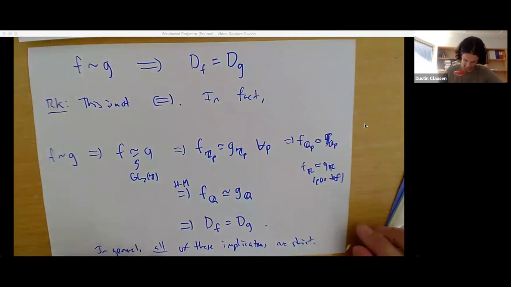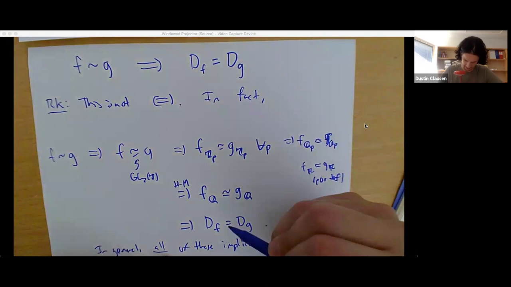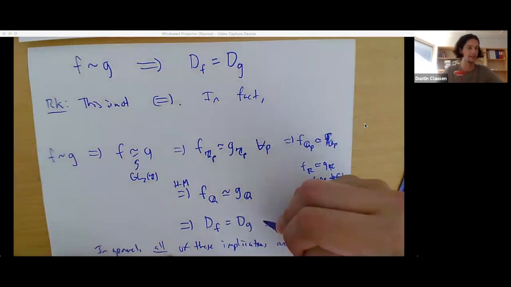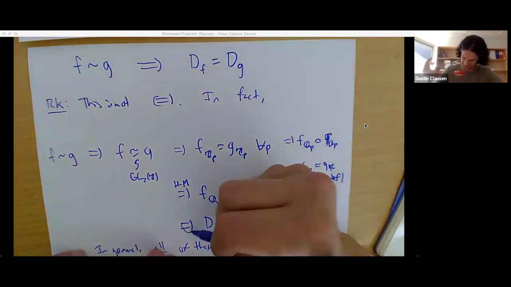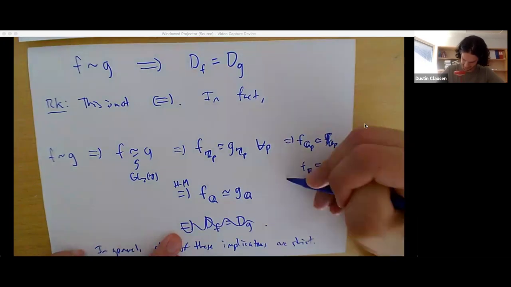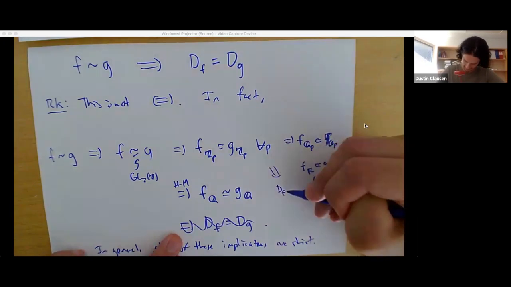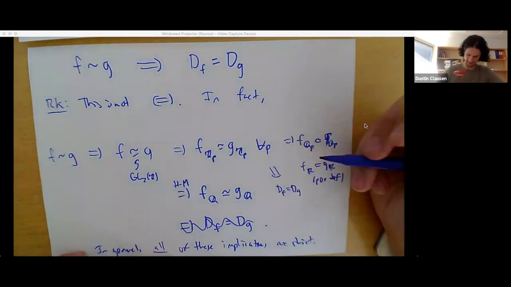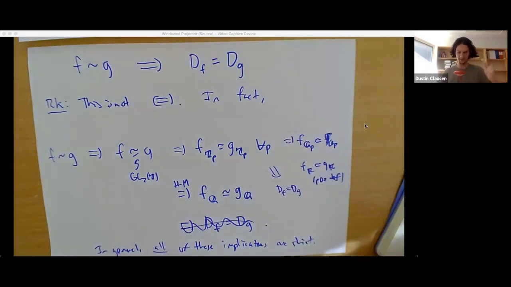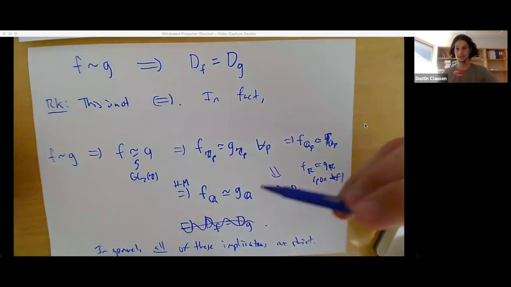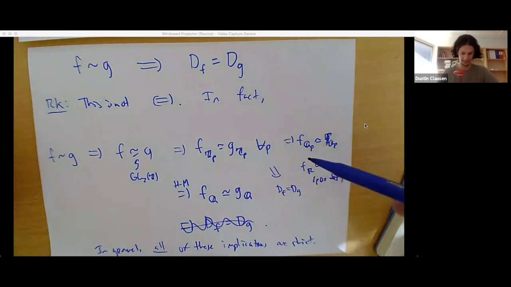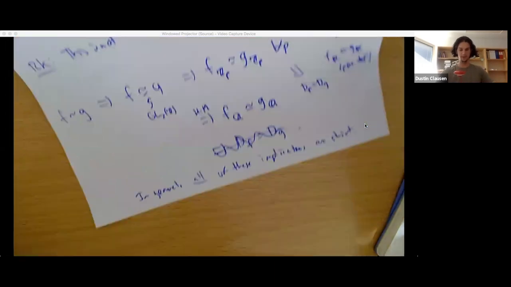Does this implication? Oh, I think I might have ended up confusing myself here. This only implies that these are equal up to squares. Oh, geez, I might have confused myself here. Let me put just, I don't want to get something wrong. So let me put this here instead. I might have been mistaken in the argument there. Anyway, in general, all of these implications are strict. And you saw some examples of strictness of implications in your problem set from last time.